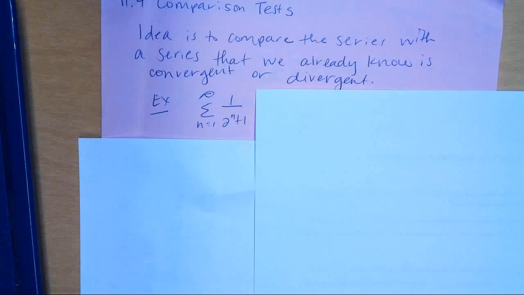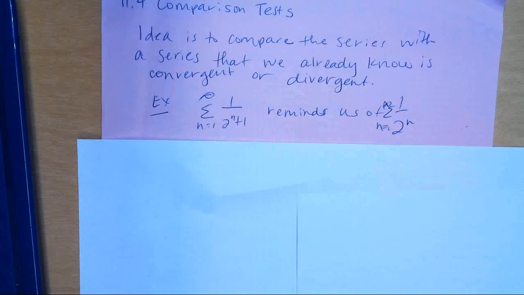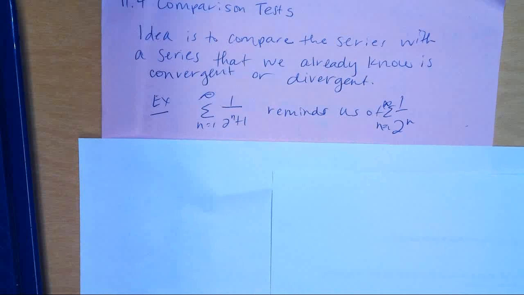What series does this remind us of? You already got the answer. 1 over 2 to the n. 1 over 2 to the n, is it convergent or divergent? What's convergent? How do you know? No, what kind of series is it? No, it is not. It's geometric. What is R? 1/2. Yes, it's 1/2 times.